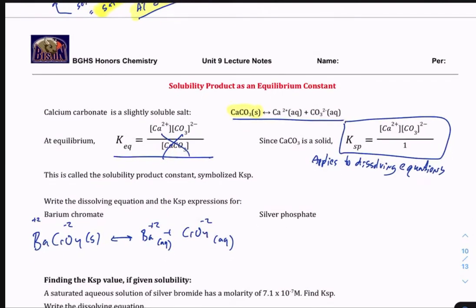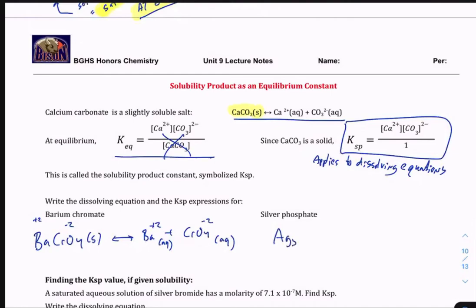Silver phosphate. The formula for silver phosphate is Ag3PO4. So the dissolving equation, you have to pay attention to the subscripts. This 3 here means that we will get 3 silver ions and a phosphate ion with a charge of -3. And I also want to bring up something that I've seen people do.